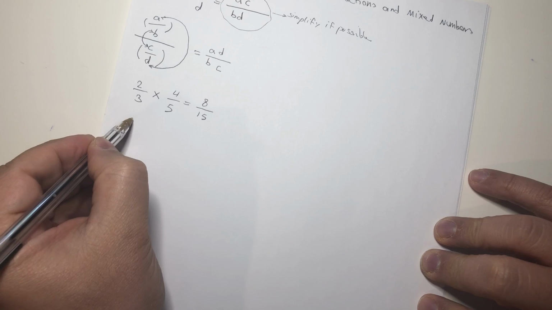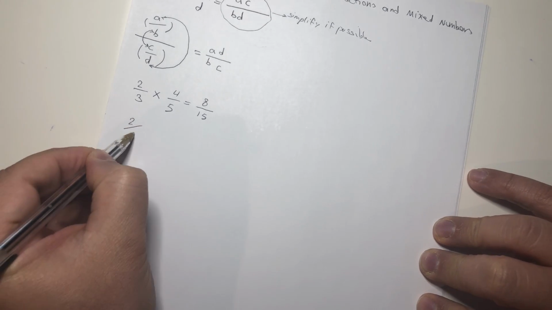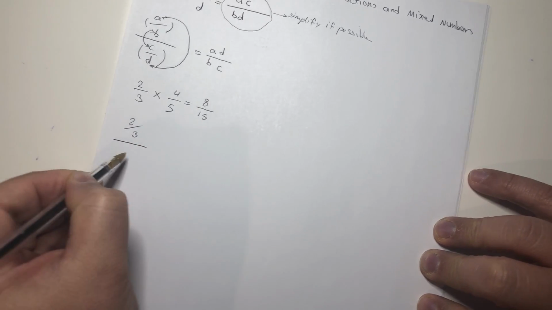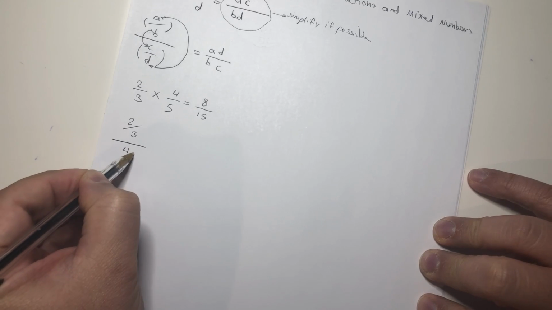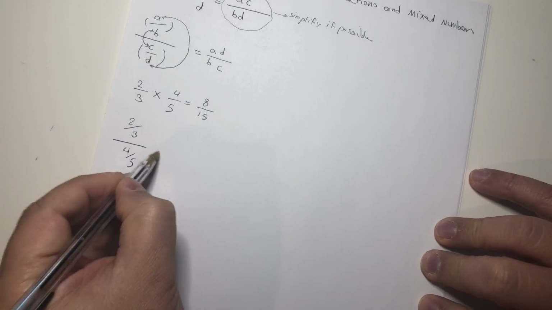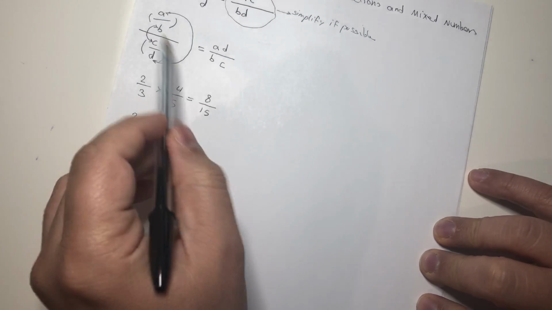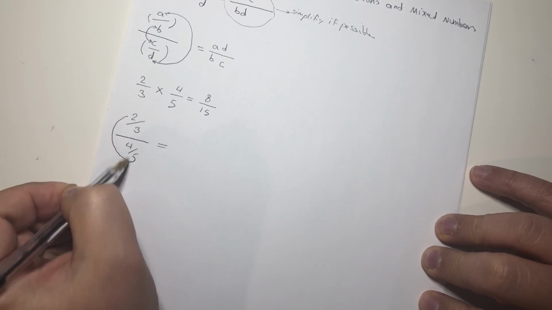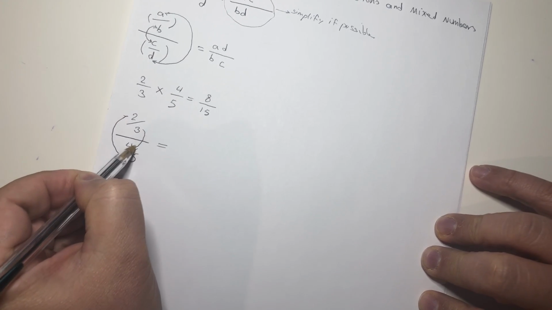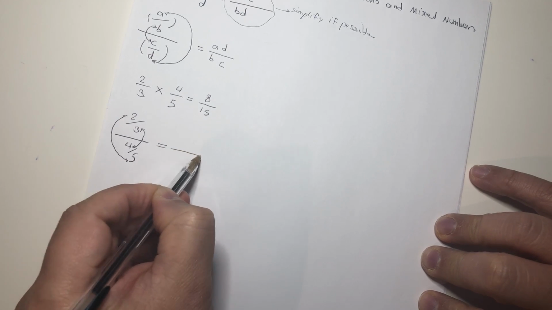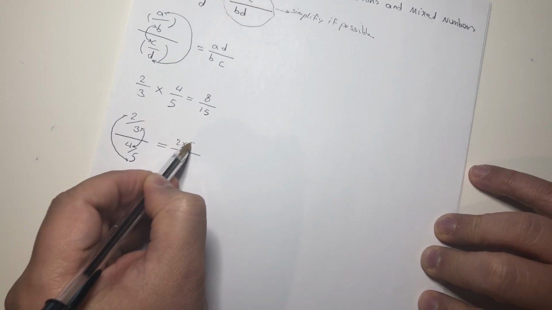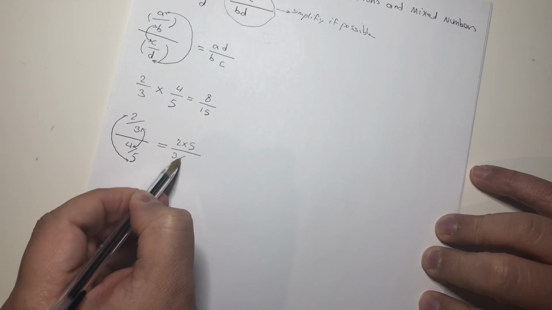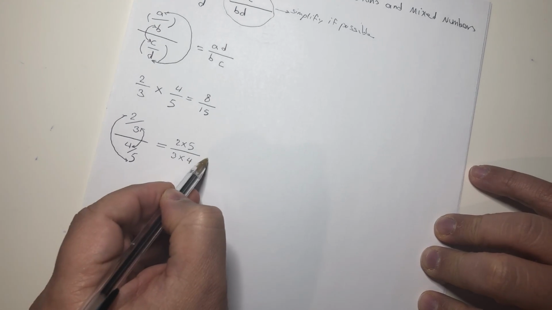So we just multiplied numerators and denominators. Let's do a division example. 2 over 3 divided by 4 over 5. So from what I said here, we can simply multiply this by this and this by this. So the result would be 2 multiplied by 5 over 3 multiplied by 4.